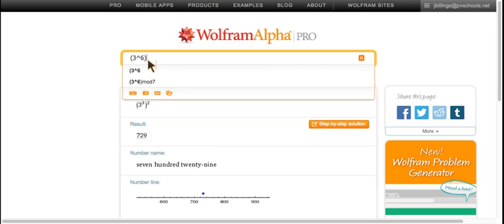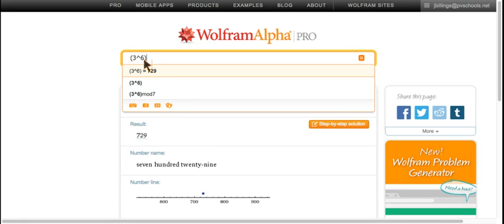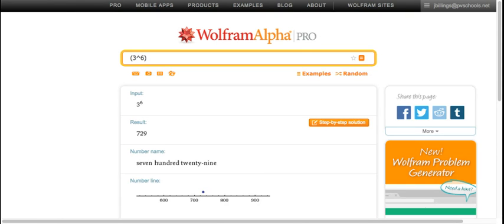And I've added parentheses here just to kind of clean it up. So again, it should be 729. Let's see if that's what we get. And it is indeed what we get.